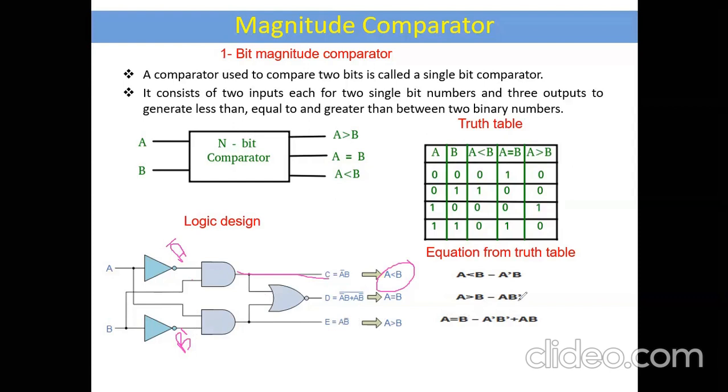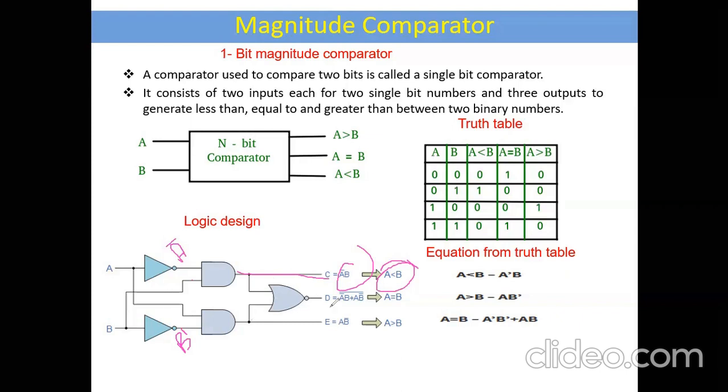Then what is A equal to B? A bar B plus AB. So A bar B plus AB is an exclusive NOR gate. Already I have A bar B; this is my A bar B output. This is my A B bar.